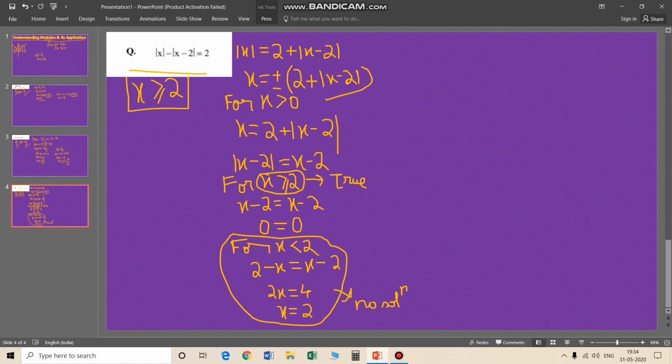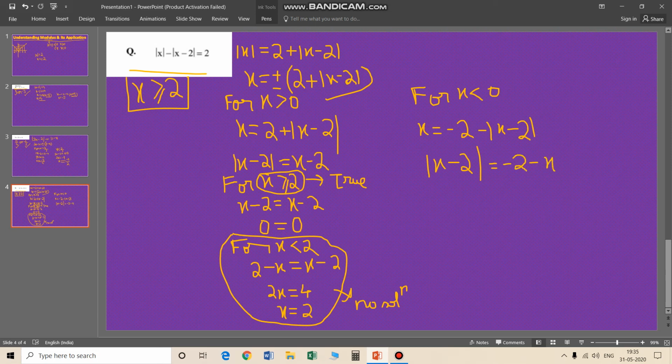Now, for x less than 0, again similar thing will arise. X will be equals to minus 2 minus x minus 2. This will be the condition. Solve again. This will be x plus 2. Wait, here it will remain x minus 2, and I can write this here as minus 2 minus x. It will make the question simpler.